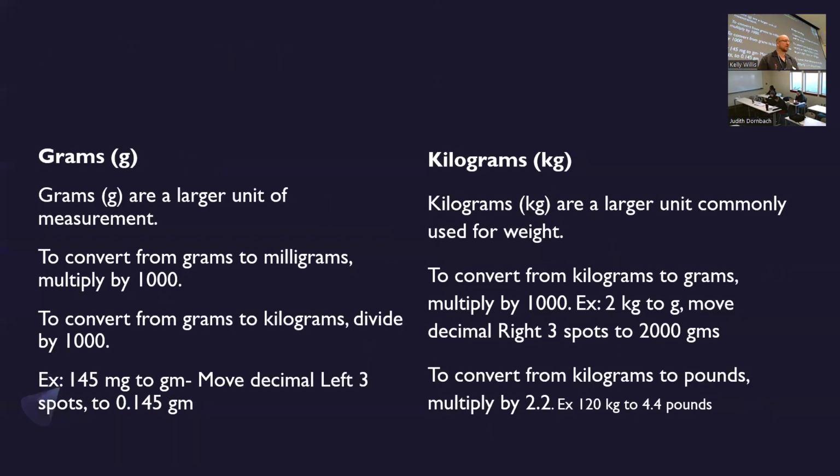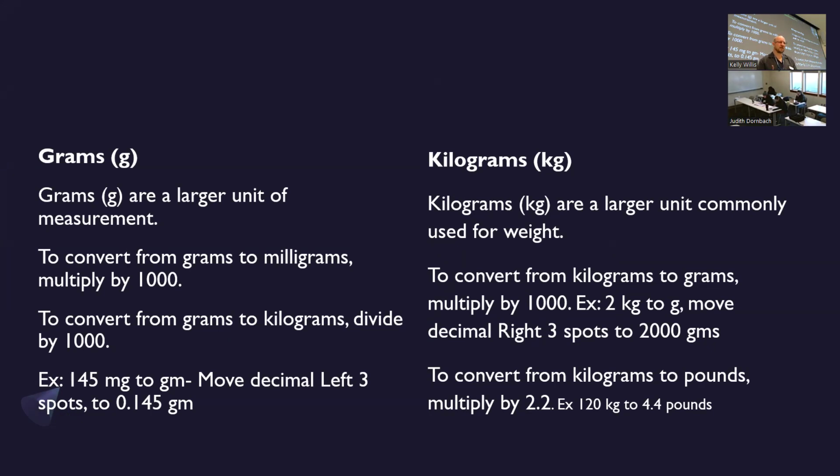So grams are the largest unit, not counting kilograms. To convert from grams to milligrams, multiply by 1,000. From grams to kilograms, divide by 1,000. 145 milligrams to grams, move the decimal point 3 spots. You'll probably see a few questions where the order is like 1 gram, and available is like 1,500 milligrams. So you'll want to know how to convert.